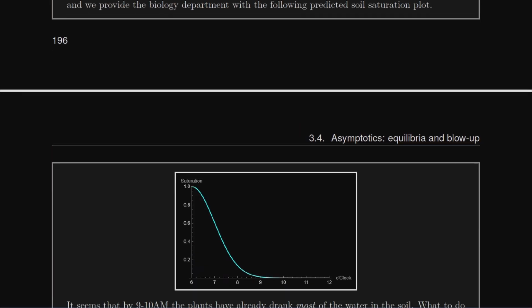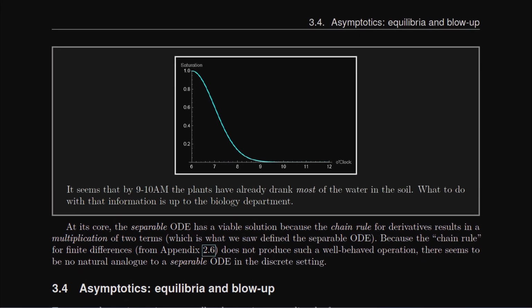And so we now present the biology department with the following chart, which shows that our saturation level starts at 100% at 6 a.m., just like we expected, and it falls dramatically, getting really, really close to 0% by 10 a.m. What they've discovered here is that some plants that need to be watered more often, or shouldn't ever have dry soil, need to be rewatered at 10 a.m., about a 4-hour period. So that's what we've been able to consult the biology department on.